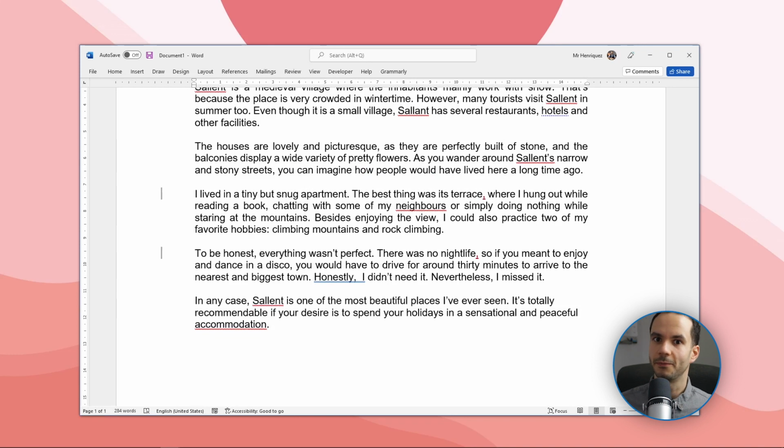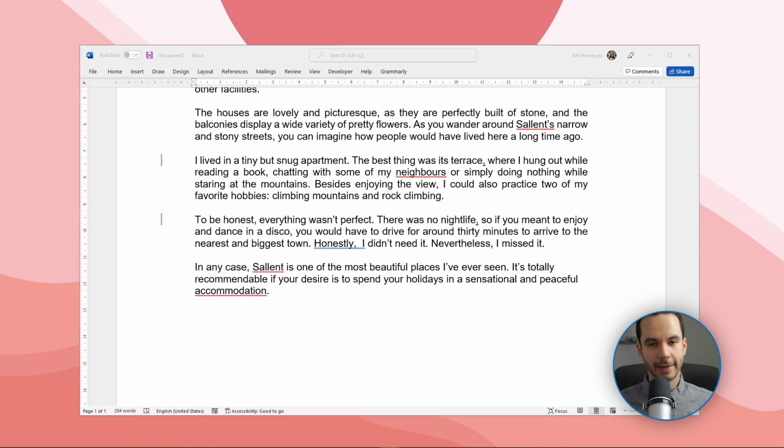Minuscule is very small, and I don't think minuscule really fits a word like apartment. But tiny does, because we have tiny houses and tiny rooms and tiny apartments, and I think that fits better. So now we move on to our negative point.